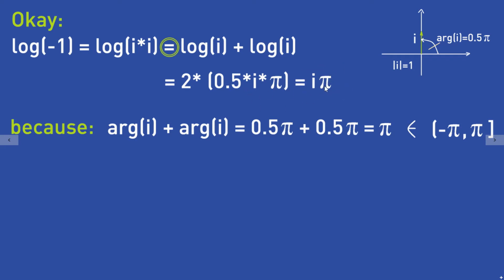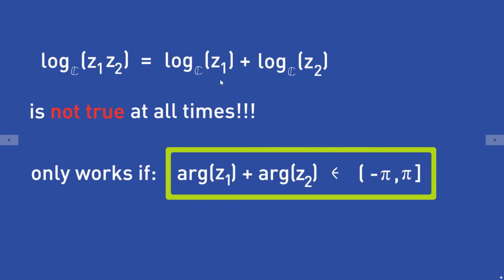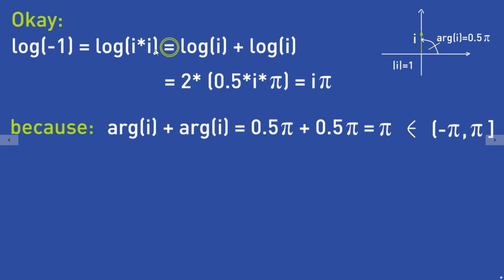But the important thing here is why we can use this rule here. I already told you can only use this rule under this condition here. So we have to check if this condition holds true in this example here. So this here only works because the argument of I plus the argument of I is equal to, so the argument of I, you can see it here, it's pi half.